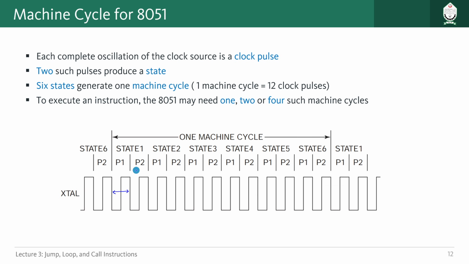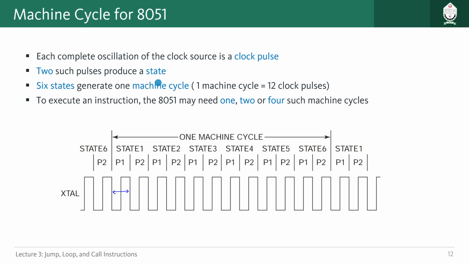2 such things will produce a state. 6 such states will generate 1 machine cycle. So this is what a machine cycle is. Or we can also say 12 clock pulses will generate 1 machine cycle for the 8051.